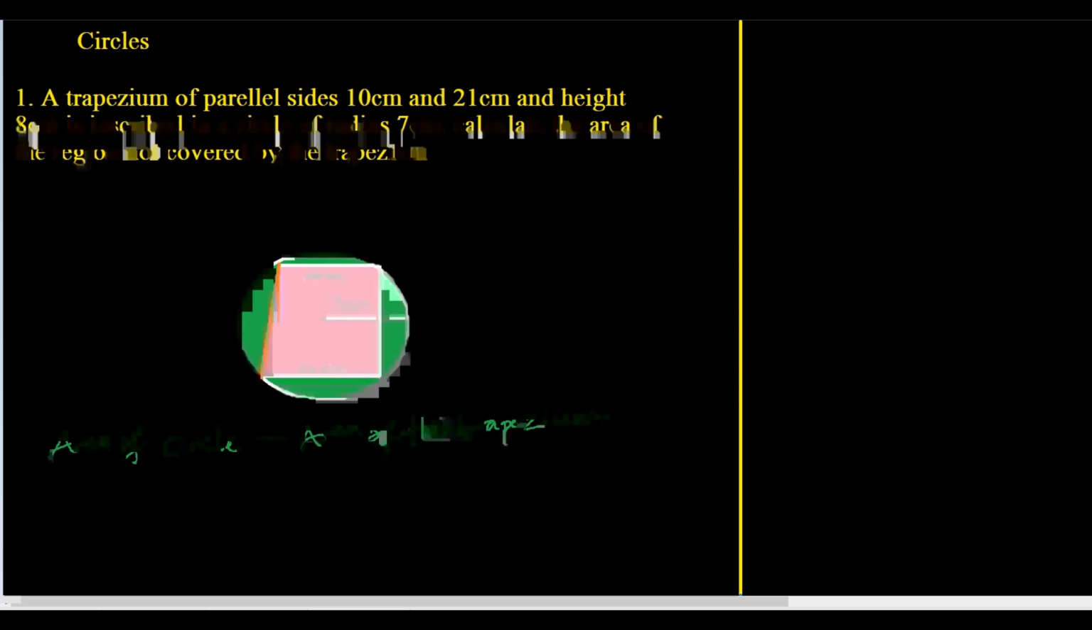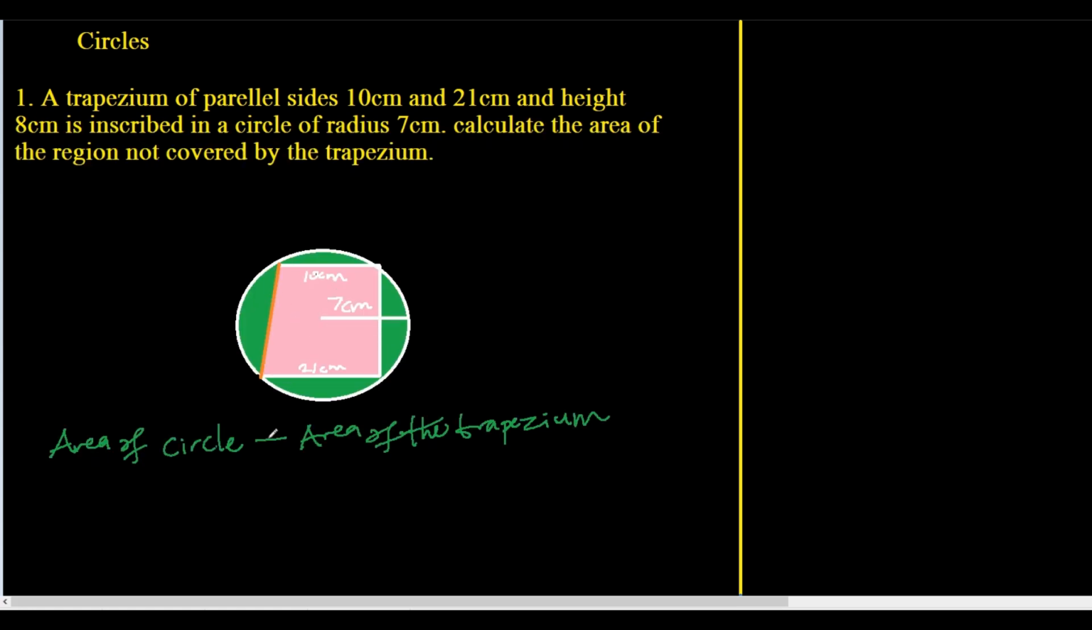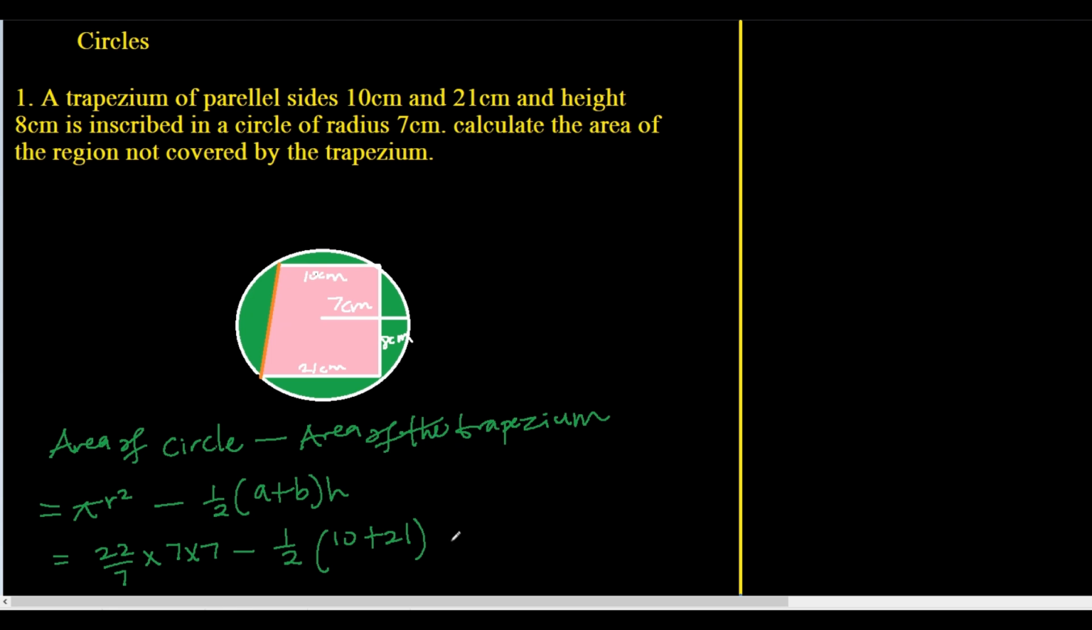Yes, sir. That means you find the total area of the circle, then you remove the area of the trapezium from it. And area of a circle is pi r squared. So this is going to be pi r squared minus area of a trapezium, which is half into a plus b into h. So pi is 22 over 7 times 7 times 7, then half into 10 plus 21 times the height, which is 8. So I have 8 cm here, so this is going to be times 8.